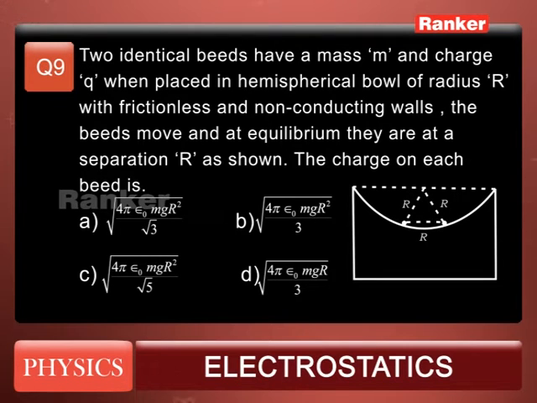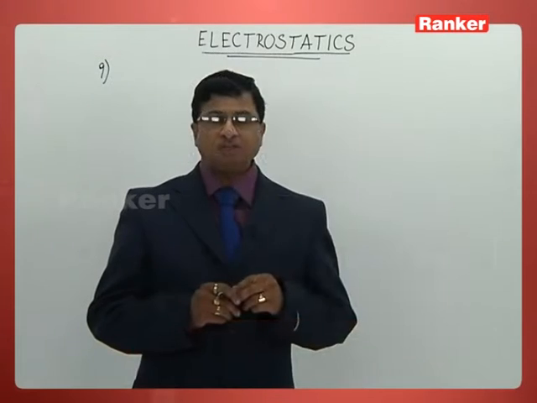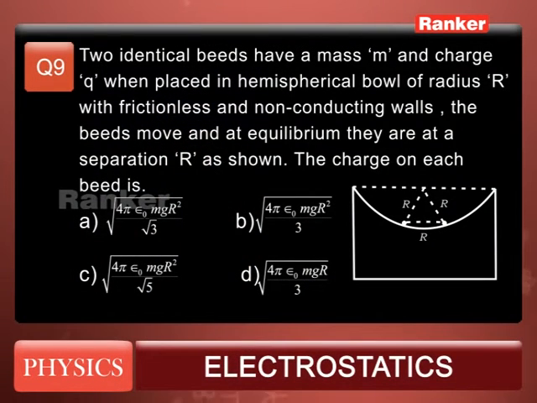Four options once again he has mentioned. First option is square root of 4 pi epsilon naught mgr square by root 3. Second option is square root of 4 pi epsilon naught mgr square by 3. Third option is square root of 4 pi epsilon naught mgr square by root 5. And fourth option is square root of 4 pi epsilon naught mgr by 3. So out of all the 4, the correct option for us is the first option. That is A, which is the square root of 4 pi epsilon naught mgr square by root 3.